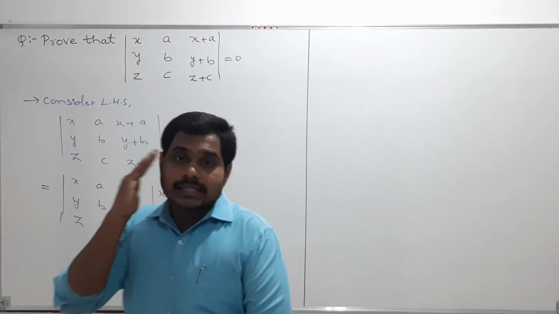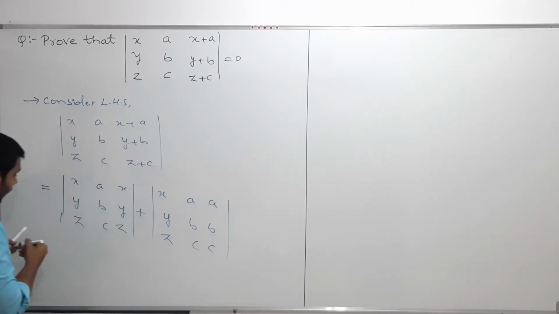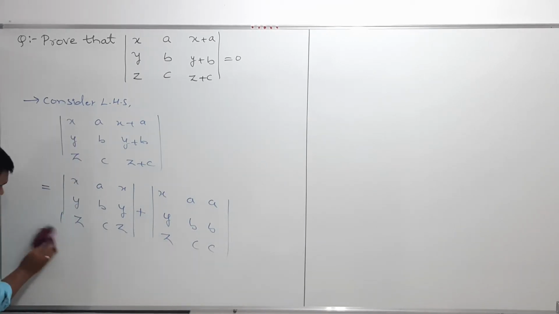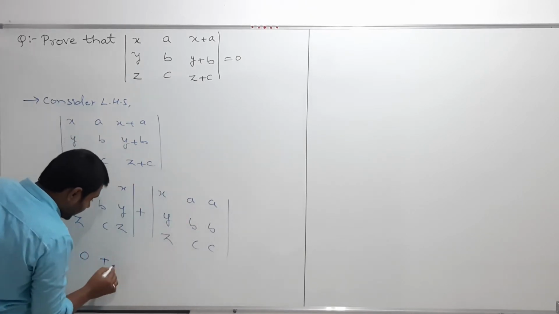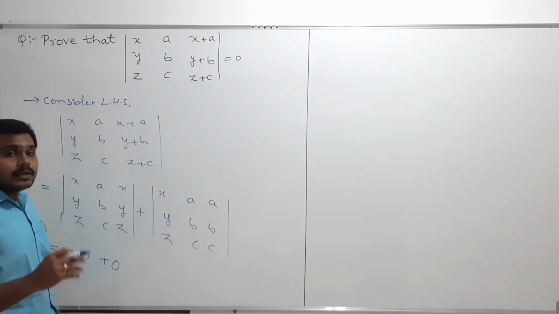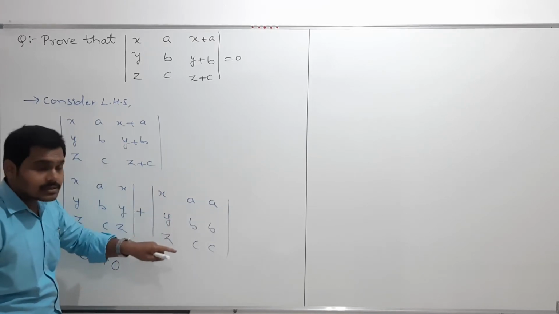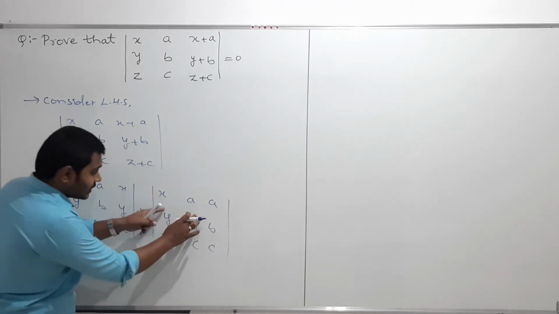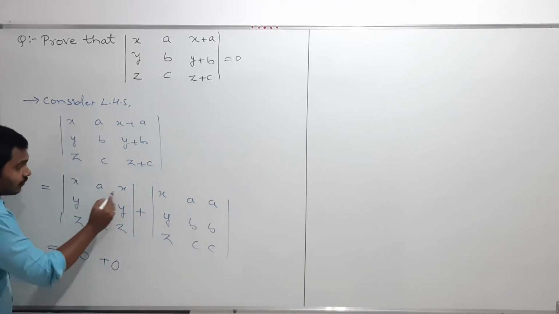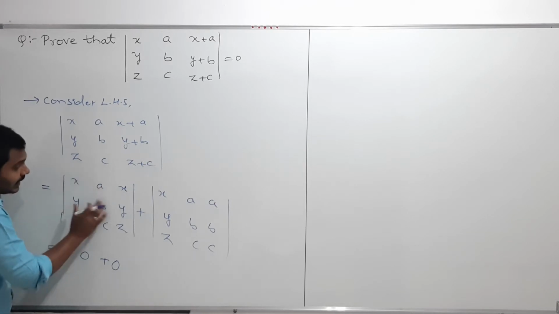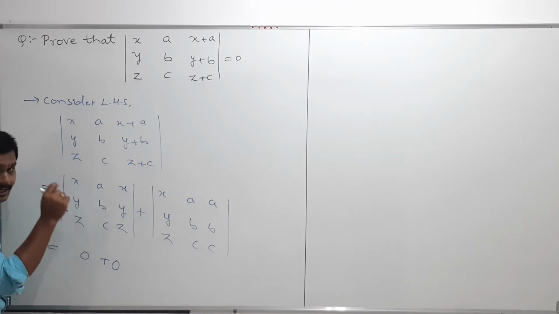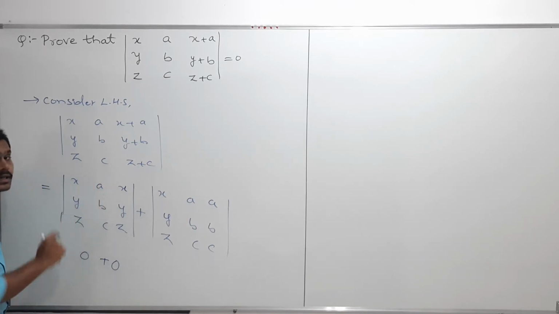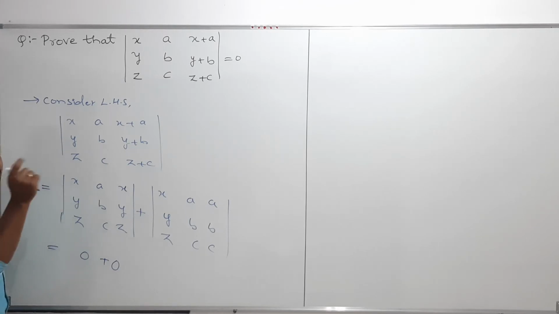Clear? And my dear students, next I write here, this determinant value is equal to 0, plus as it is, and this determinant value is also equal to 0. It is so because again we have the property. What is the property? In any determinant, if any two rows or columns are identical, then the determinant is equal to 0. Again we discussed that property.